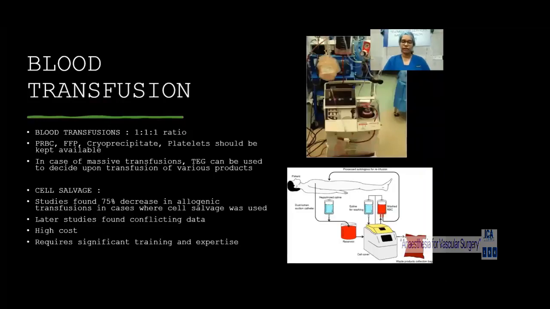Blood transfusion. In these surgeries, there might be massive blood loss, and transfusions have to be done in a 1:1:1 ratio. So PRBCs, FFPs, cryoprecipitate, and platelets should be kept available. And in case of massive transfusions, thromboelastography can be used to decide which product is to be transfused. Also, studies have found that a 75% decrease in allogenic transfusions has been seen in cases where cell salvage was used. But some of the disadvantages are that it is of high cost and also requires significant training and expertise.